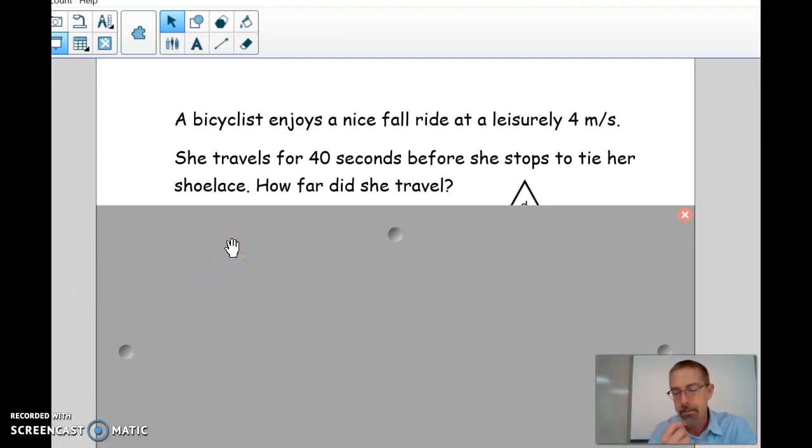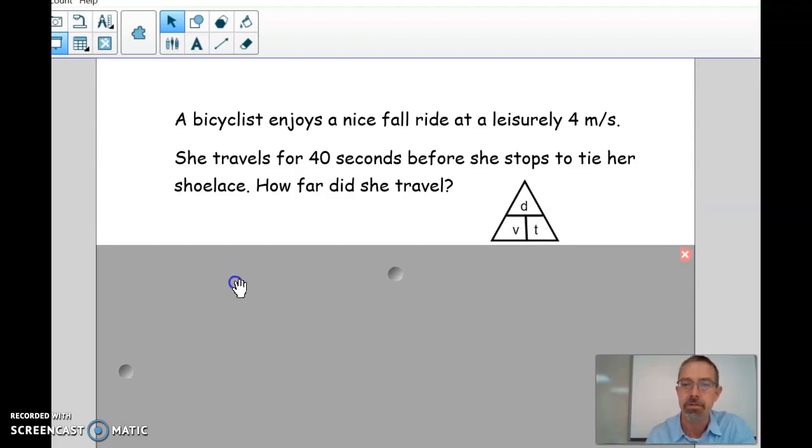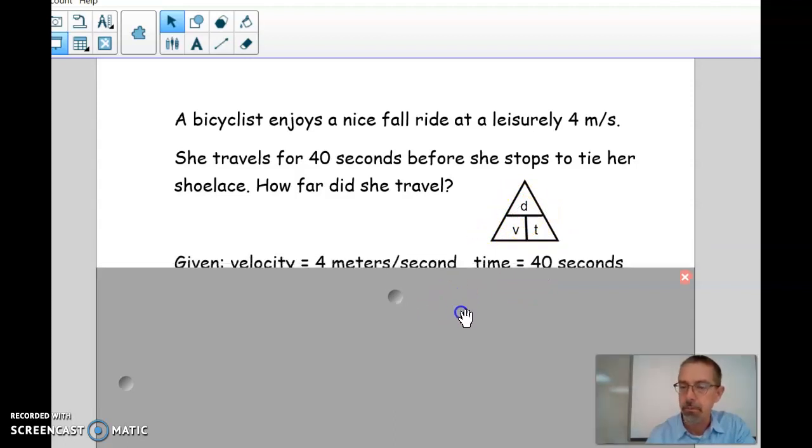So let's say you've got this type of word problem dealing with motion. A bicyclist enjoys a nice fall ride at a leisurely 4 meters per second. She travels for 40 seconds before she stops to tie her shoelace. How far did she travel? Now some of you might be able to hot dog this and kind of figure it out. That's going to burn you in the long run, guys. Go about it methodically, have a strategy, and you'll do fine. So here's my triangle from before. Okay, I can use that to help me out.